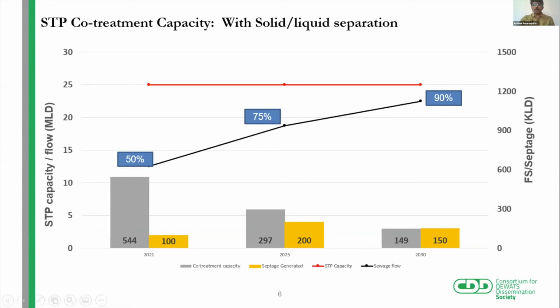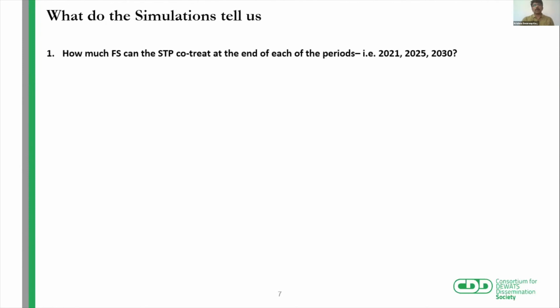Now, what does this mean? So these are numbers, but how do we take planning cues from this? What does it mean for a planner? Somebody who's looking at co-treatment, somebody who's designing a co-treatment solution for the city. And again, if we go back to Dure's presentation, there was a point where he mentioned, how do we look at a city and do co-treatment planning for a city from a larger perspective? How we are looking at FS generation, what other options are possible. So what do the simulations tell us?